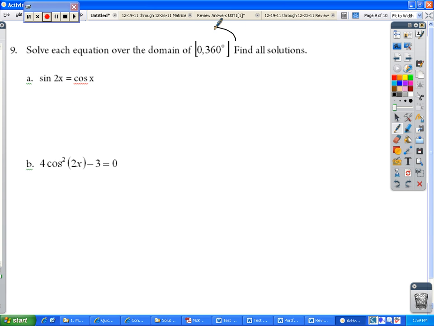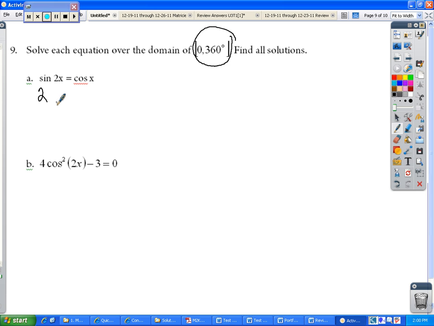So now we're in degrees because it tells us that our domain is from 0 to 360. So therefore now, notice you have a sine and a cosine. Whenever you have two different functions, it's usually a pretty good indication that you're going to have to factor something out. Also notice you have a double angle here, so you're going to have to use the double angle formula.